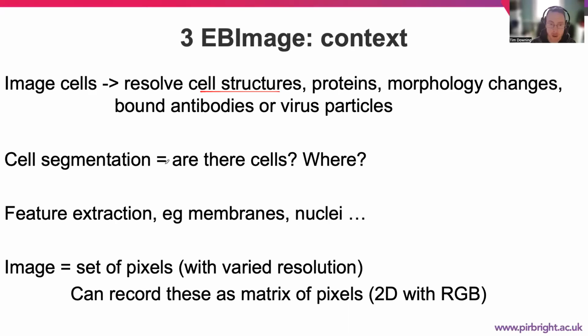and so on. And we might ask, are there cells there? Where are they? And what's the proximity of other things like virus particles to them? Can we identify different membranes and nuclei? And what we're thinking about with our image is that our image is a set of pixels, albeit with varied resolutions. And those pixels have quantitative information on that, typically 3 channels, red, green, blue.